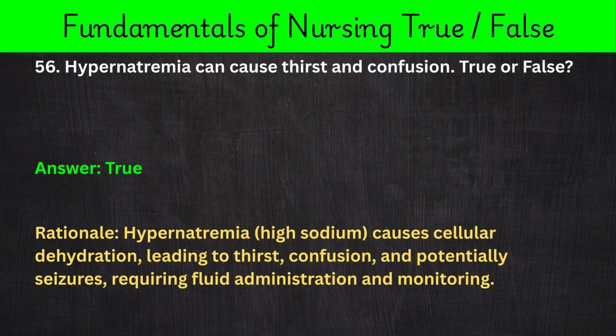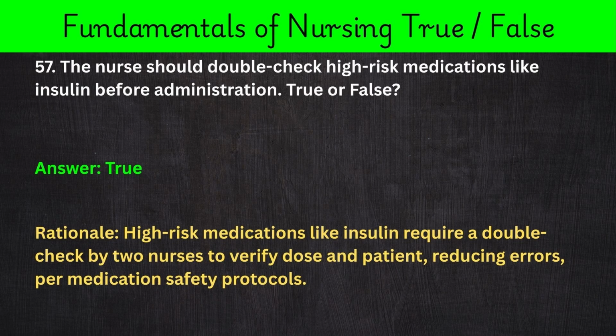True or false? Answer. True. Rationale. Hypernatremia, high sodium, causes cellular dehydration, leading to thirst, confusion, and potentially seizures, requiring fluid administration and monitoring. 57. The nurse should double-check high-risk medications like insulin before administration.